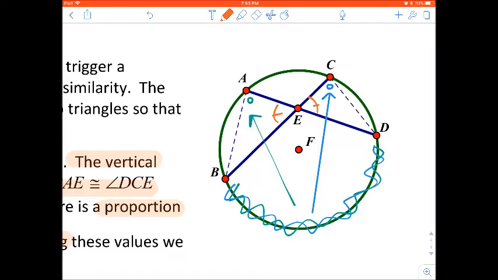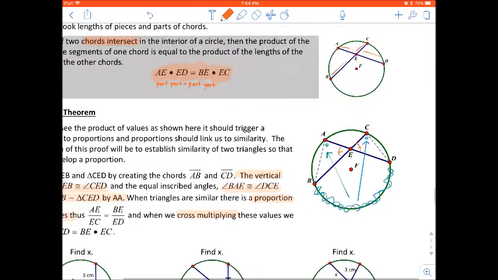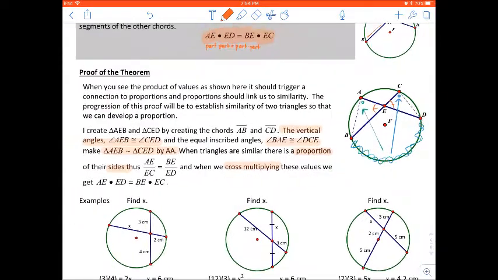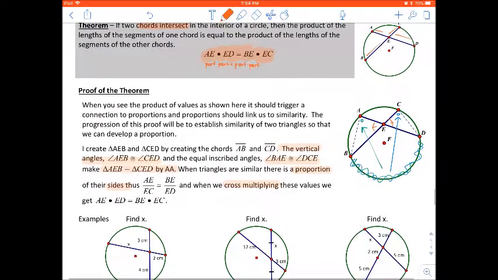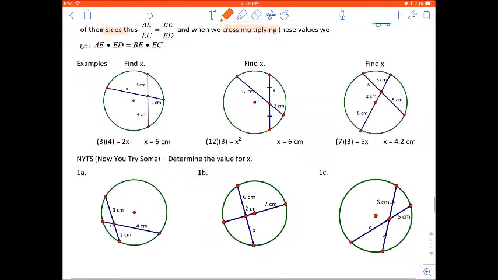And so by angle, the triangles are similar. If we have similar triangles, we know corresponding parts are either going to be proportional for sides or congruent for angles. We want the corresponding parts, sides are proportional. And from there, we can cross multiply to get the statement that part times part equals part times part. It's pretty neat and concise. And so you have a few examples worked out for you.